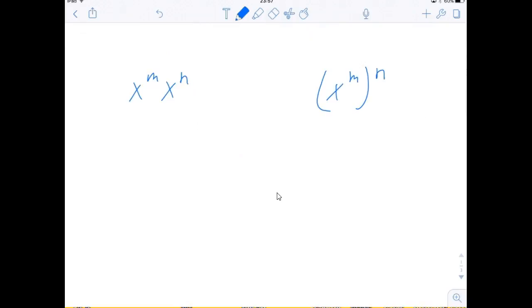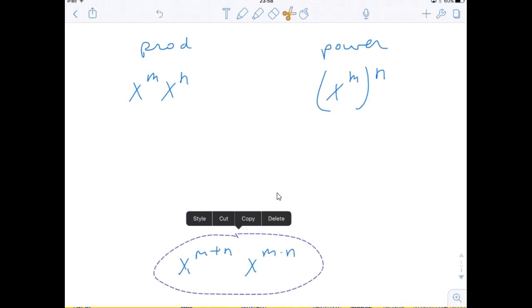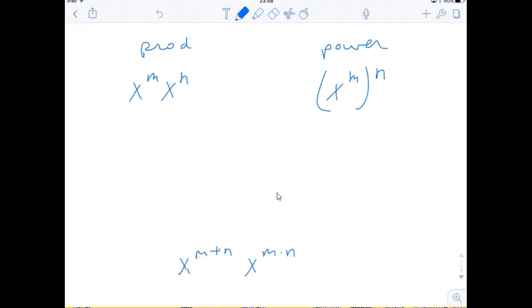These are two different rules. One of them is the product rule, and one of these is the power rule, and they're really easily confused, especially when you use symbols like this. How can you remember that one of these is equal to x to the m plus n, and the other one is equal to x to the m times n? We never remember which one is which, right? So let's figure out a way that you can test it before you decide which one is which.